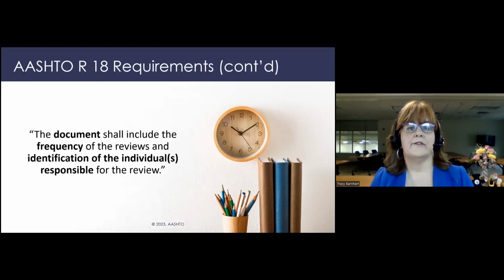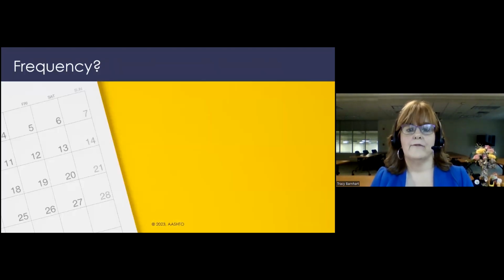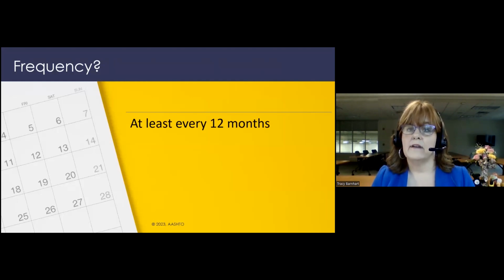So let's go back to R18 requirements. That document that describes internal audits shall include the frequency of the reviews and who is responsible for them. Frequency. R18 does eventually get into stating that internal audits must be done at least every 12 months. That means the maximum interval between audits is 12 months. But you're welcome to audit more frequently if you like.